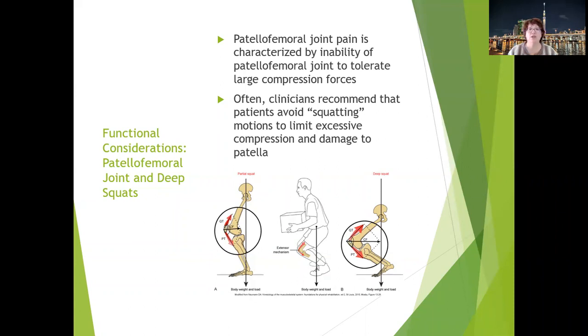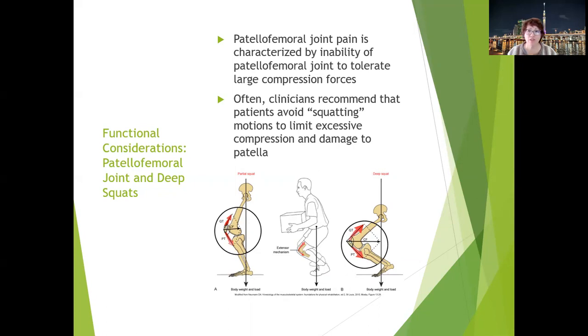However, if you make it what I call a functional squat, and I didn't make that up, we all call it that, and you take your hips back, you can take some of that excessive pressure off the patella. So I'm always coaching people in that functional squat.